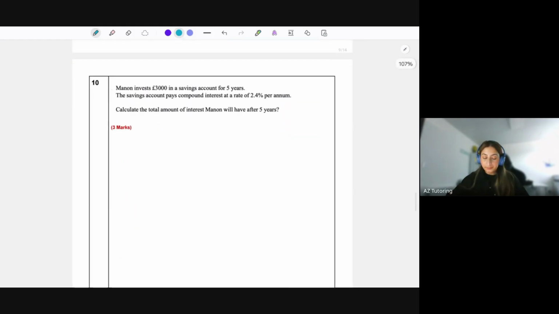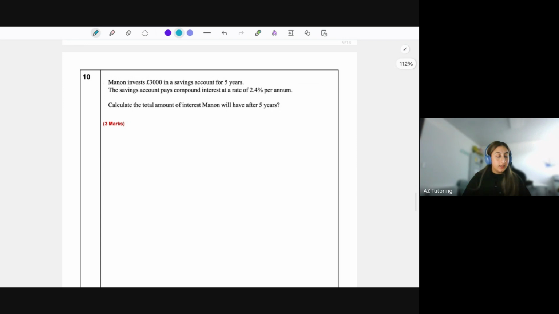Next question. Question 10 says, Manan invests £3,000 in a savings account for 5 years. The savings account pays compound interest at a rate of 2.4% per annum. Calculate the total amount of interest. We want the total amount of interest Manan will have after 5 years.